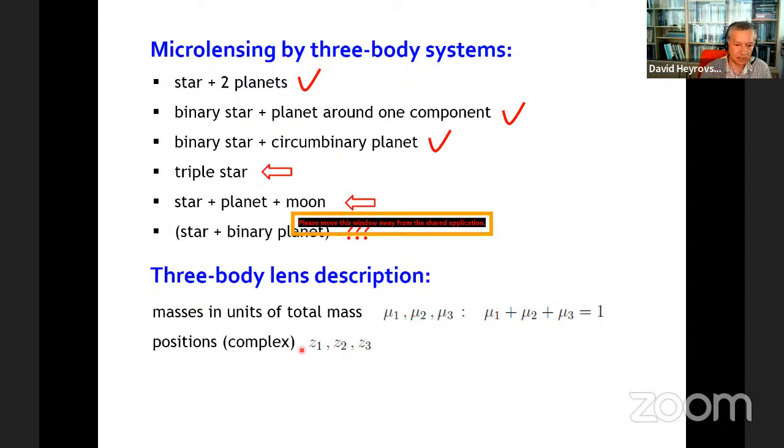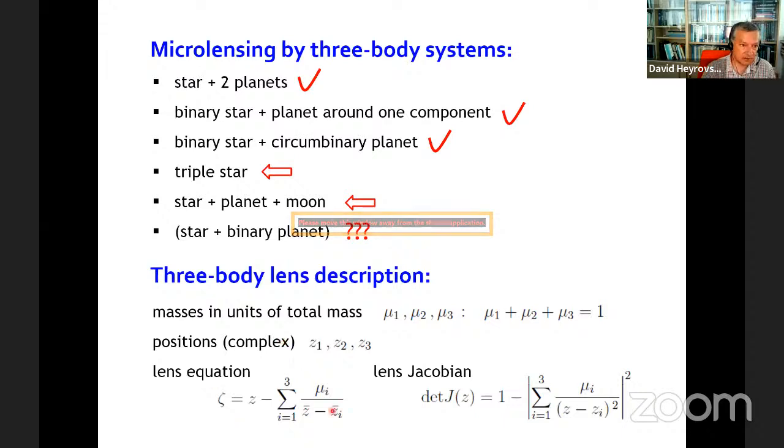For a static configuration, we will use the complex description that we used already for the 2-point mass lens. And the lens equation is, you can just take the 2-point mass lens equation and add a 3rd term with the deflection due to the 3rd body. So it's very simple to write it. You can compute the lens Jacobian, which tells you the amplification and so on of images. And you get this simple formula, which in fact is the same as for a 2-body system, but again, you include a term from the 3rd body.